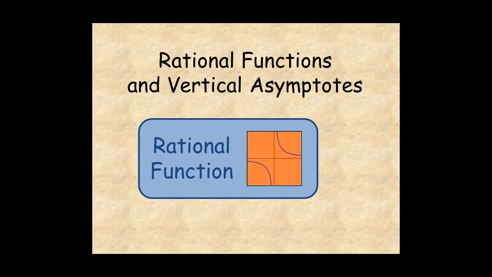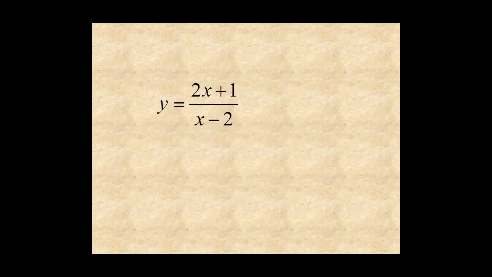This lesson helps you understand the vertical asymptotes of rational functions. A rational function is a ratio of polynomials. For this course, we'll limit ourselves to functions where the numerator polynomial is a constant.